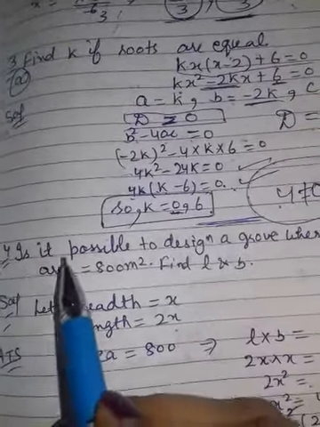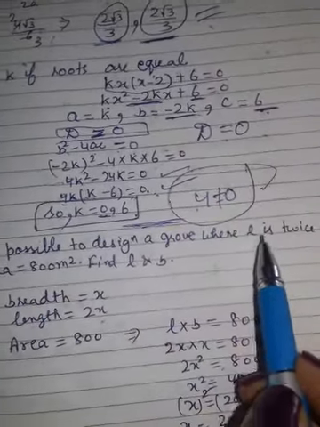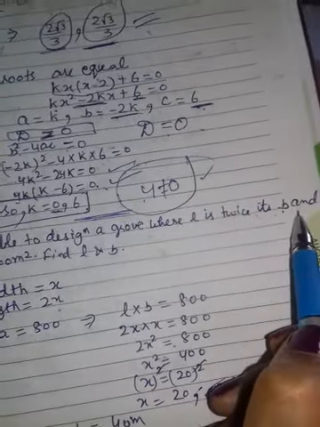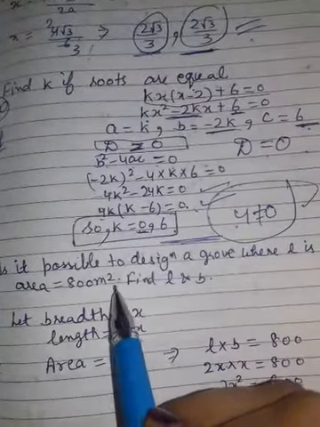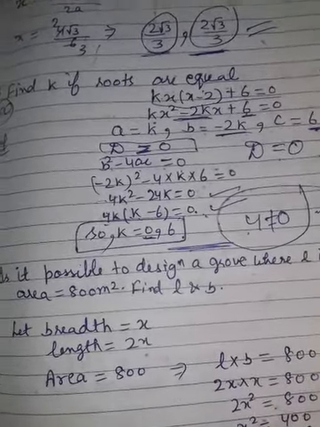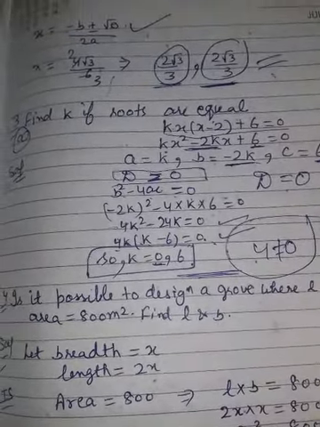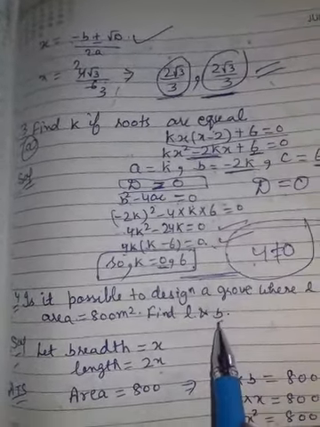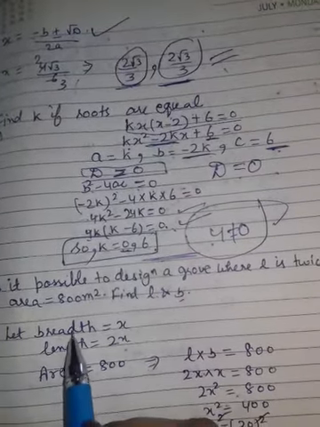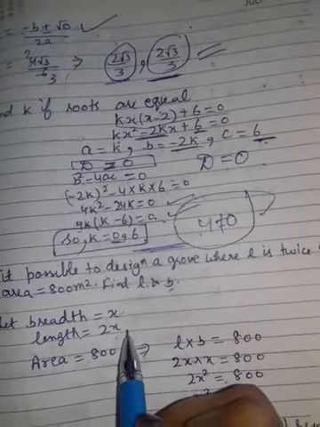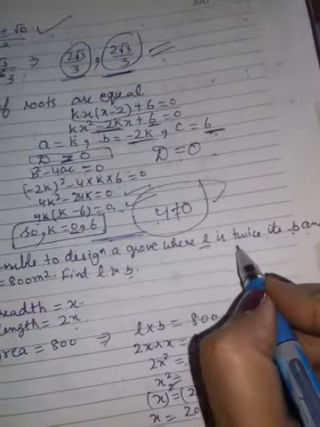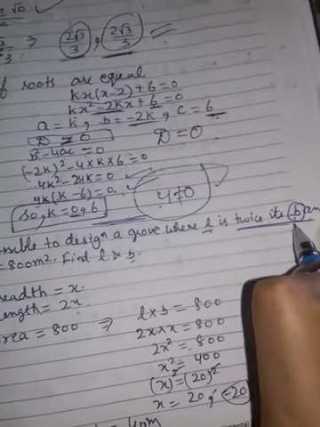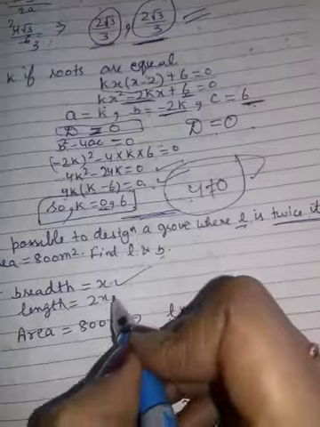Next question is, is it possible to design a grove where length is twice its breadth, and area is given 800 meters square? Find length and breadth. From the question you got that this type of question is from the figure rectangle because area, length and breadth are there. Then let me take breadth x, length 2x. Now you are thinking why I have taken breadth? Because length is twice its breadth. So if I know breadth, then I can write the length.